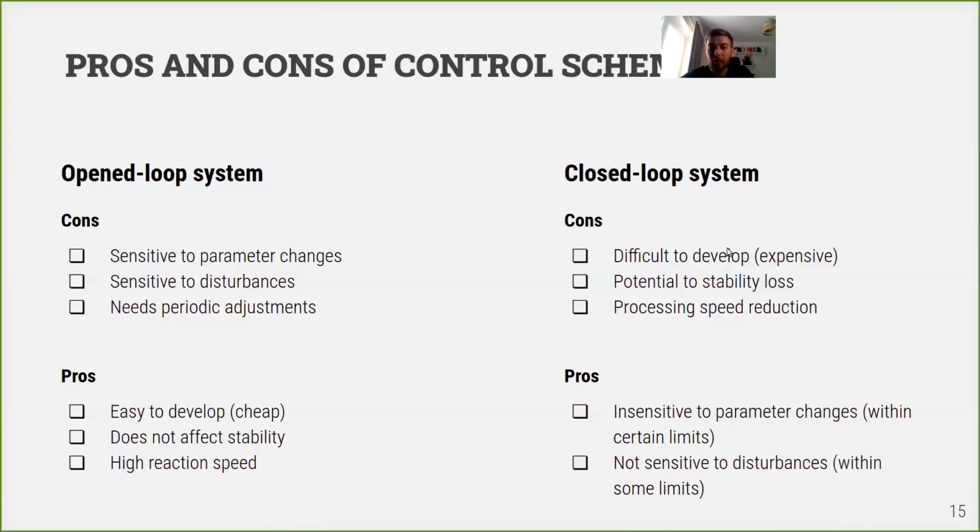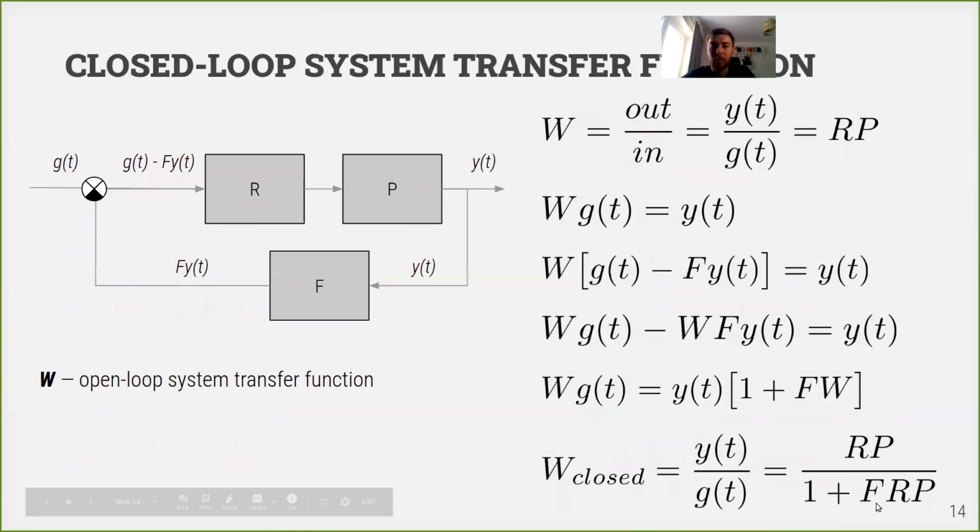And a closed loop system, of course, is difficult to develop and expensive because we use some sensor in the feedback loop. We have a potential for stability loss because if this feedback loop is wrongly adjusted, then this system can become unstable on its own. For example, imagine here we have not a negative but a positive feedback, so plus here, and then the input signal is increased all the time, which leads to increasing speed if it is a car and we control speed. And the system will increase the speed all the time and it will lose stability.